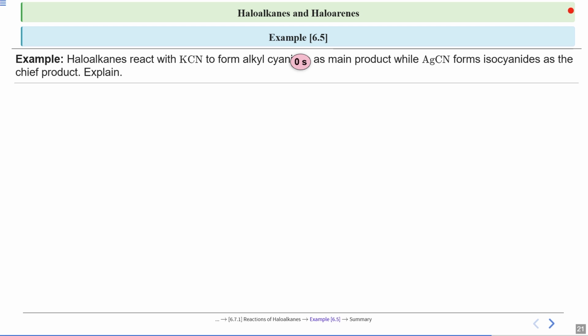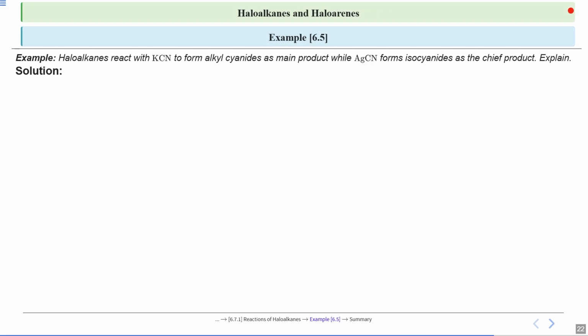Okay, let's see. For this example, first we will talk about KCN, potassium cyanide. Now, this potassium cyanide is ionic. Ionic means when you dissociate potassium cyanide in solution, it releases the cyanide ion and the potassium ion. K positive and CN negative you will get from potassium cyanide when you dissociate it in the solution.